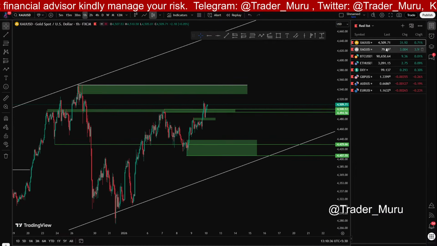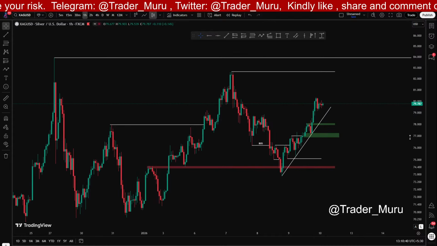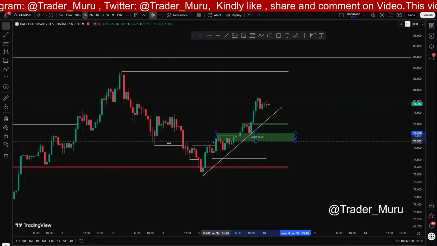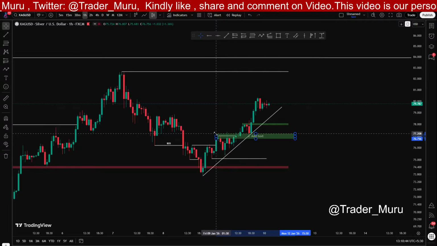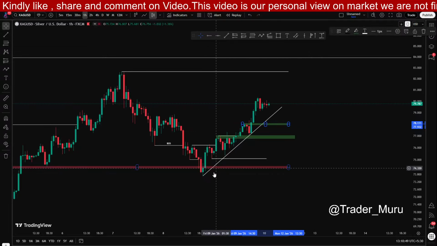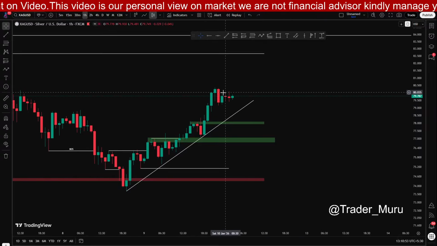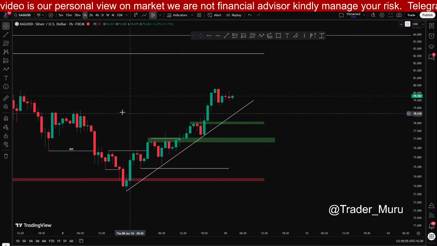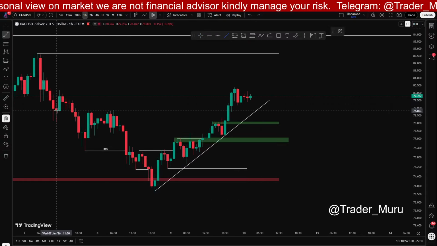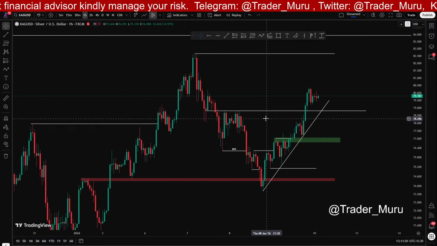Now let's see silver. As we were expecting, silver just flipped this area, retested near it and pumped. Now it is running in this trend line here. So the drop will be the buy opportunity. First buy opportunity will be test of this area here.